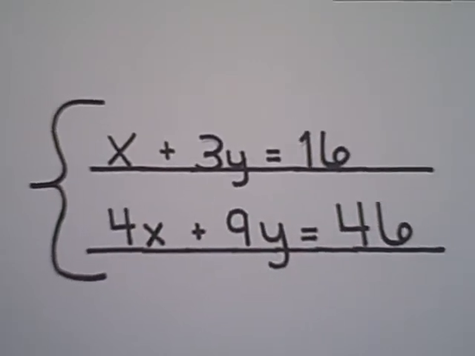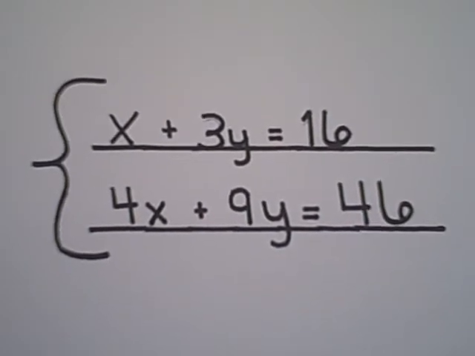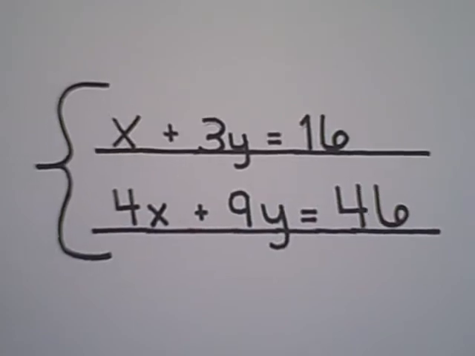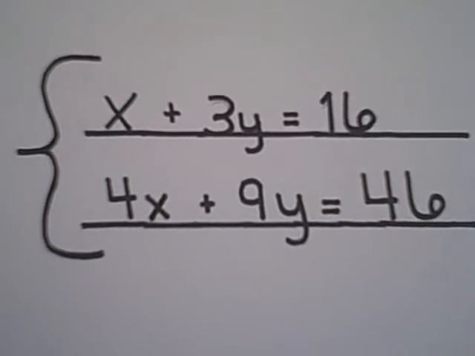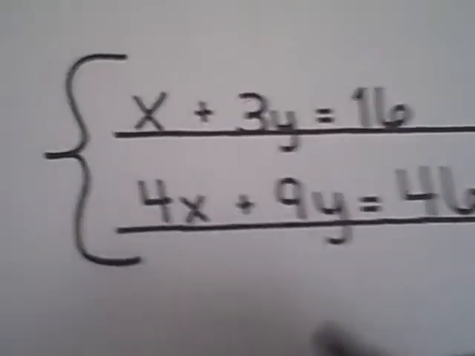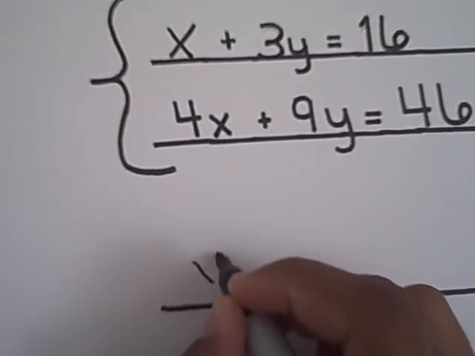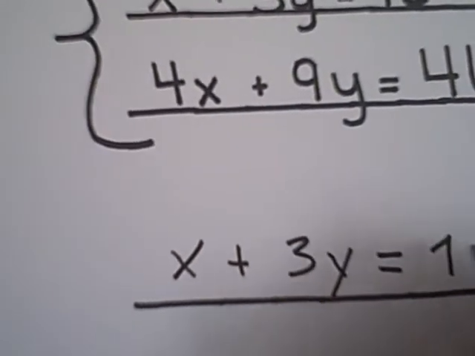My first problem will consist of me having to solve a system of equations by using the substitution method. My equations to start off with are x plus 3y equals 16 and 4x plus 9y equals 46. I'm going to start by solving for the variable x in the first equation, which is x plus 3y equals 16.